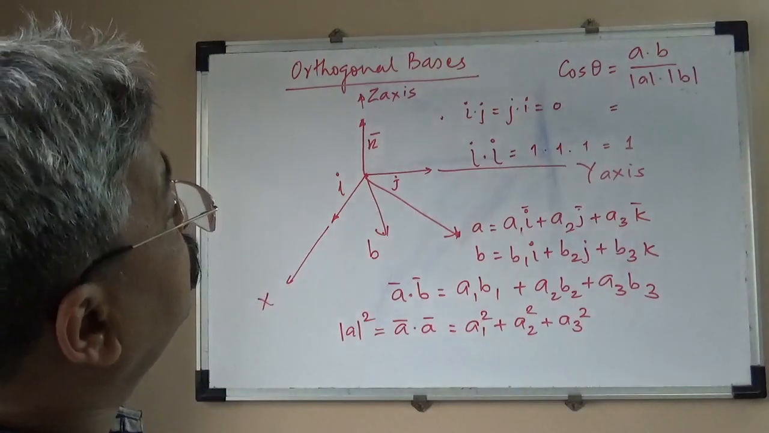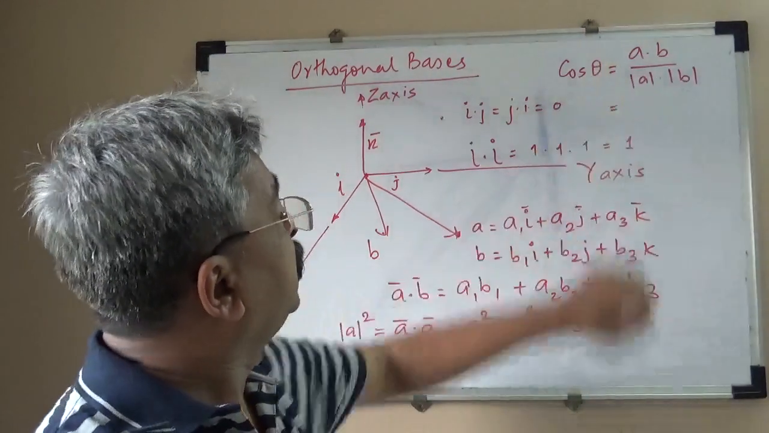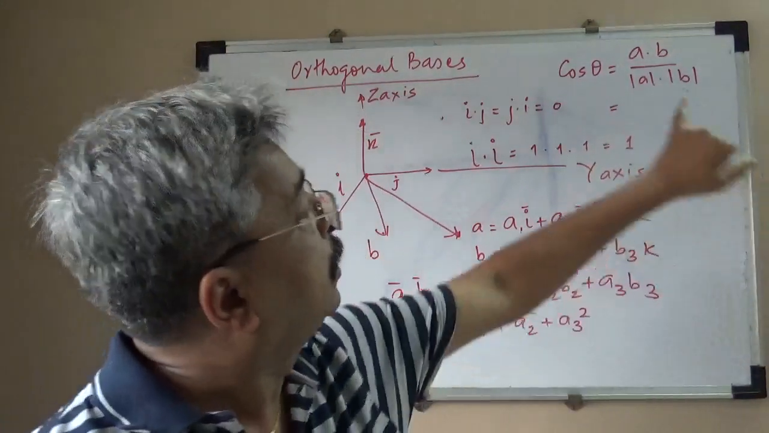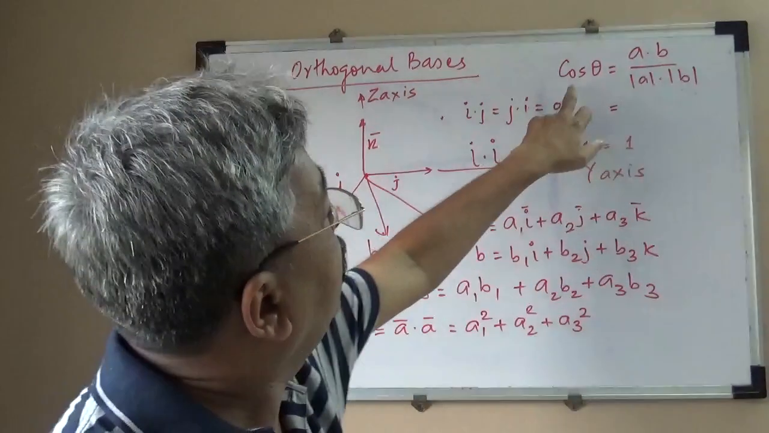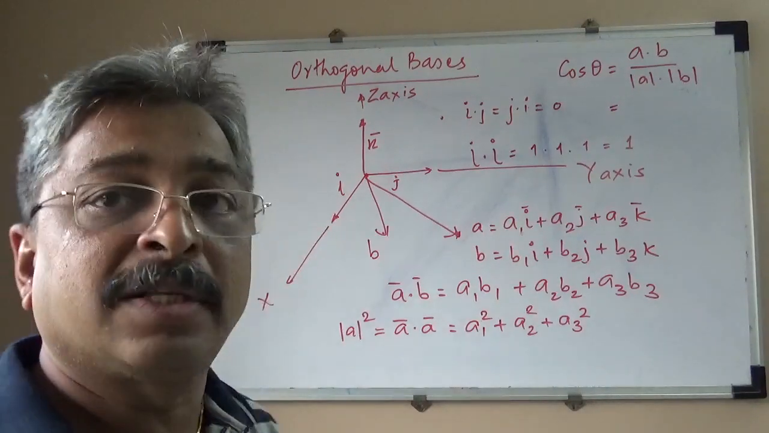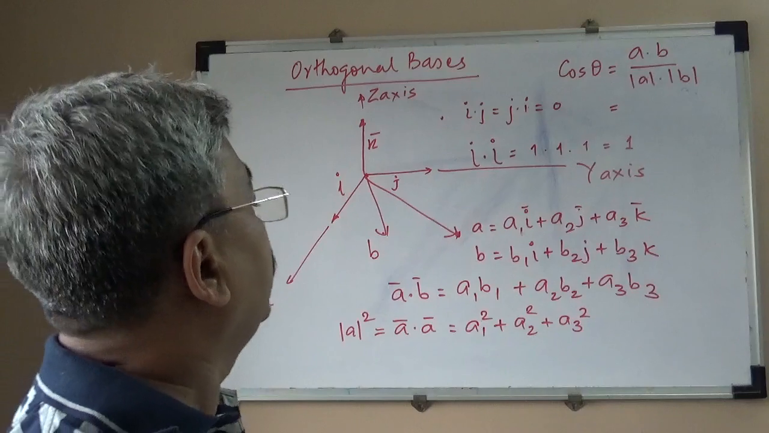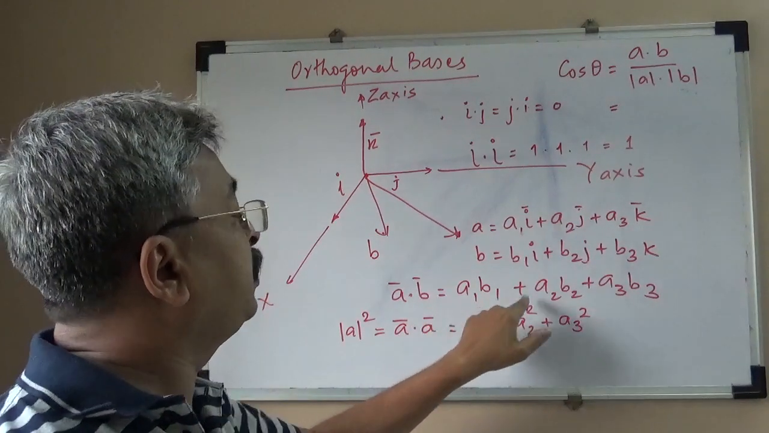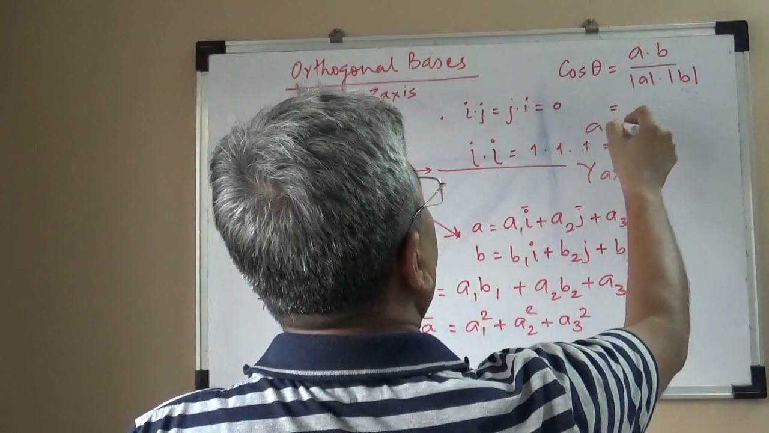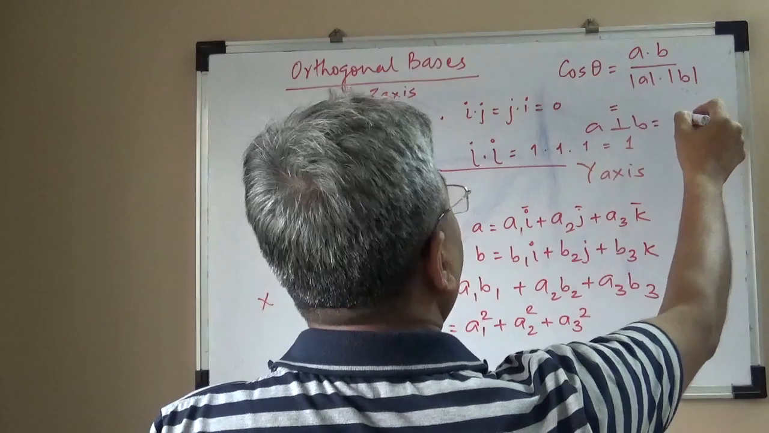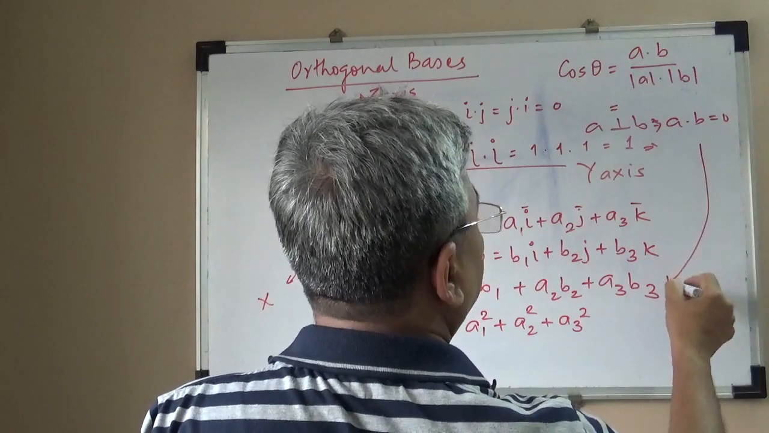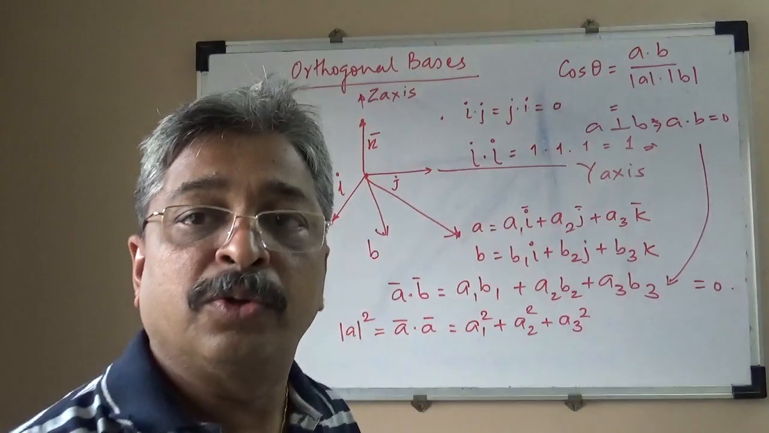So if this theta is going to be 90, then cos 90 is 0, so the numerator is going to be 0, because if they are not zero vectors, then of course the denominator is not going to be 0. So if these two vectors are perpendicular to each other, then the condition that we get is A1 B1 plus A2 B2 plus A3 B3 is equal to 0. So if A is perpendicular to B, then A dot B is equal to 0, which implies this sum is equal to 0. So this is important.